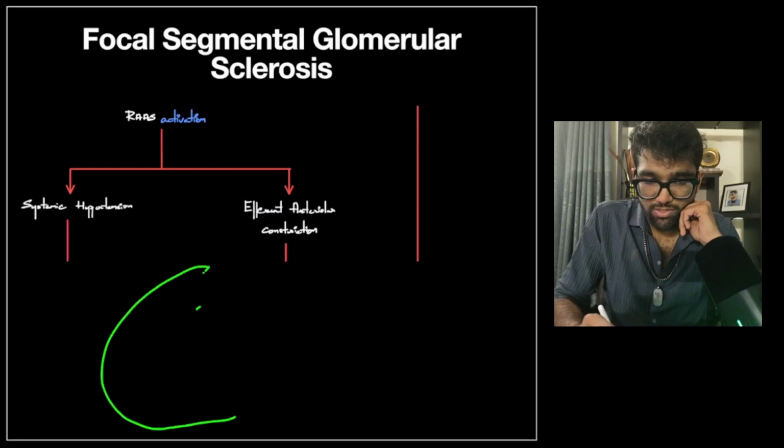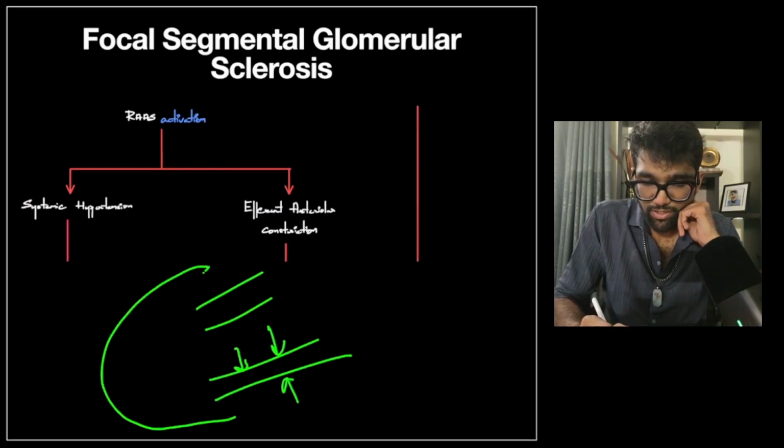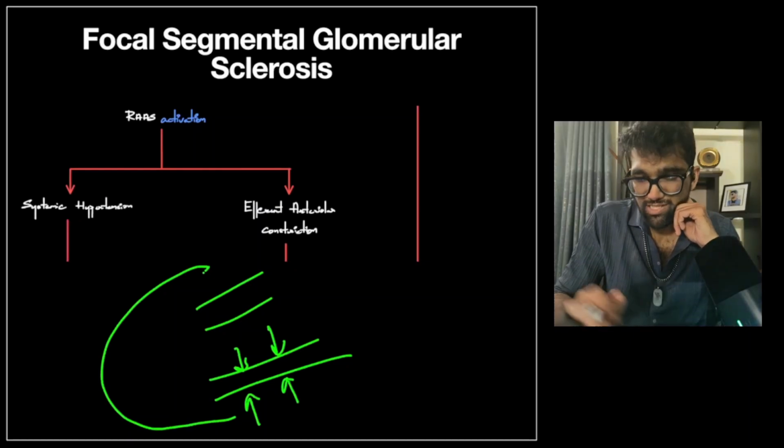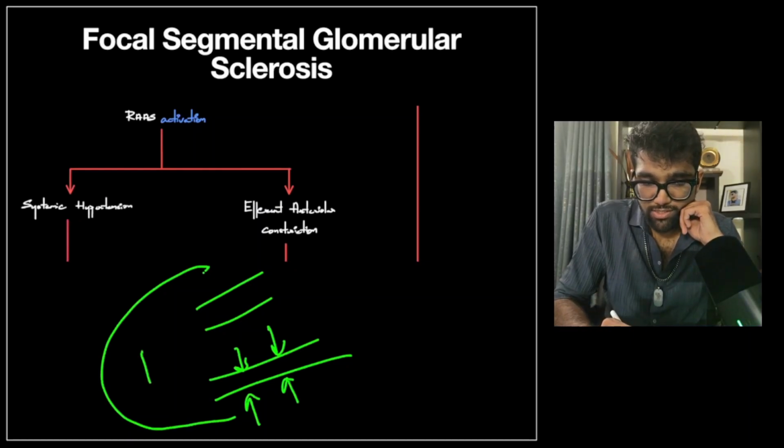So now again, we'll draw the glomerulus. This is the glomerulus. This is the efferent. Now the efferent arteriole is contracting. The afferent arteriole is staying the same. So because of that, now there is an increase in the intraglomerular pressure.